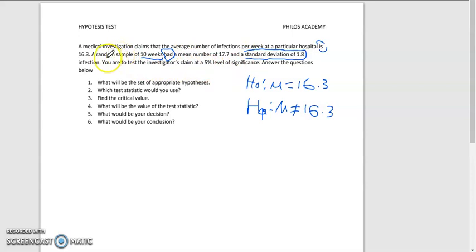Are you getting it? Mr. Benson had a car and a bicycle. Meaning this bicycle is Mr. Benson's bicycle and this car too is Mr. Benson's car. So if you say a random sample of 10 weeks had a mean number of 17.7 and a standard deviation of 1.8, meaning that this mean is the sample mean and this standard deviation is the sample standard deviation.